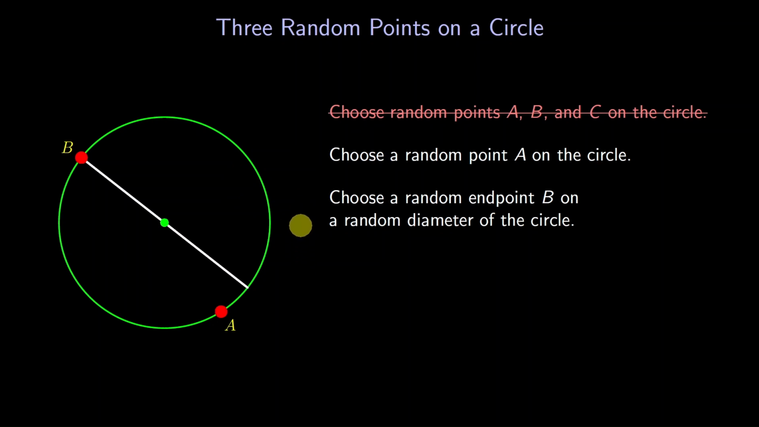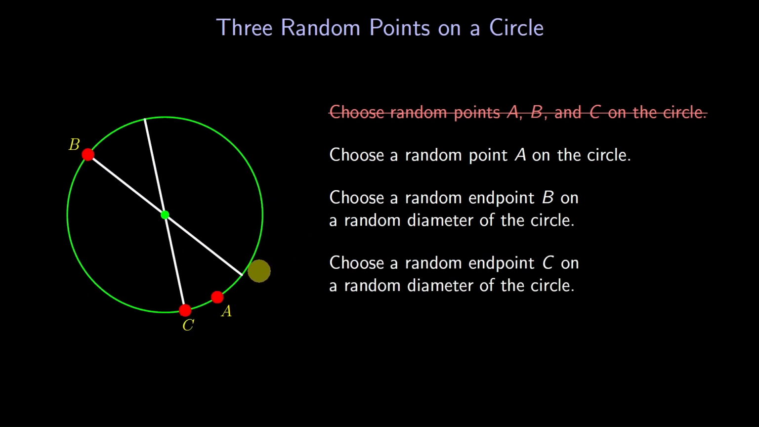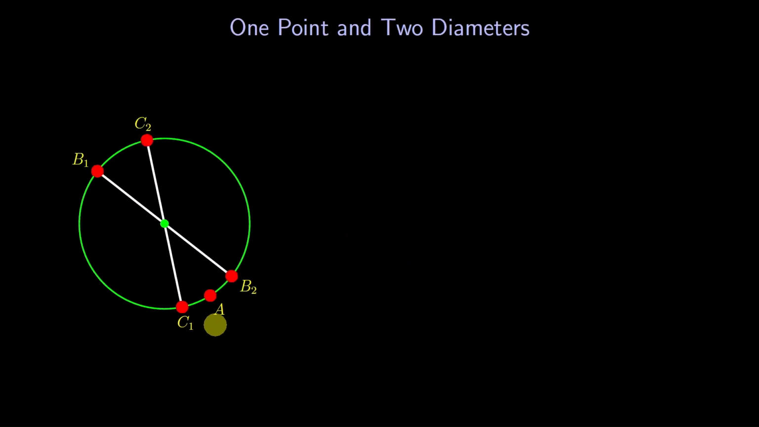Next, we'll do the same for point C. We'll choose a random diameter. Then we'll choose C to be a random endpoint of that diameter. Point C is also a random point on the circle. Now our question, what's the probability that triangle ABC is acute? To solve this random question, we'll first solve a non-random question. In the non-random question, we have the diagram you see here.